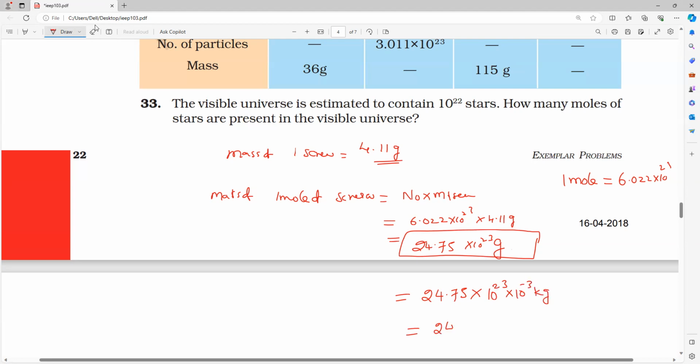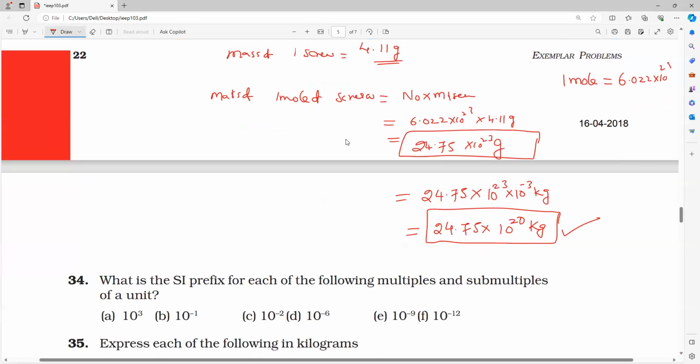So 10 power 23 minus 3 is how much? 10 power 20 kilograms. Now you can put the decimal after one digit. What is the answer? 2.475 into 10 power 21 kilograms. That is the mass of the screws.